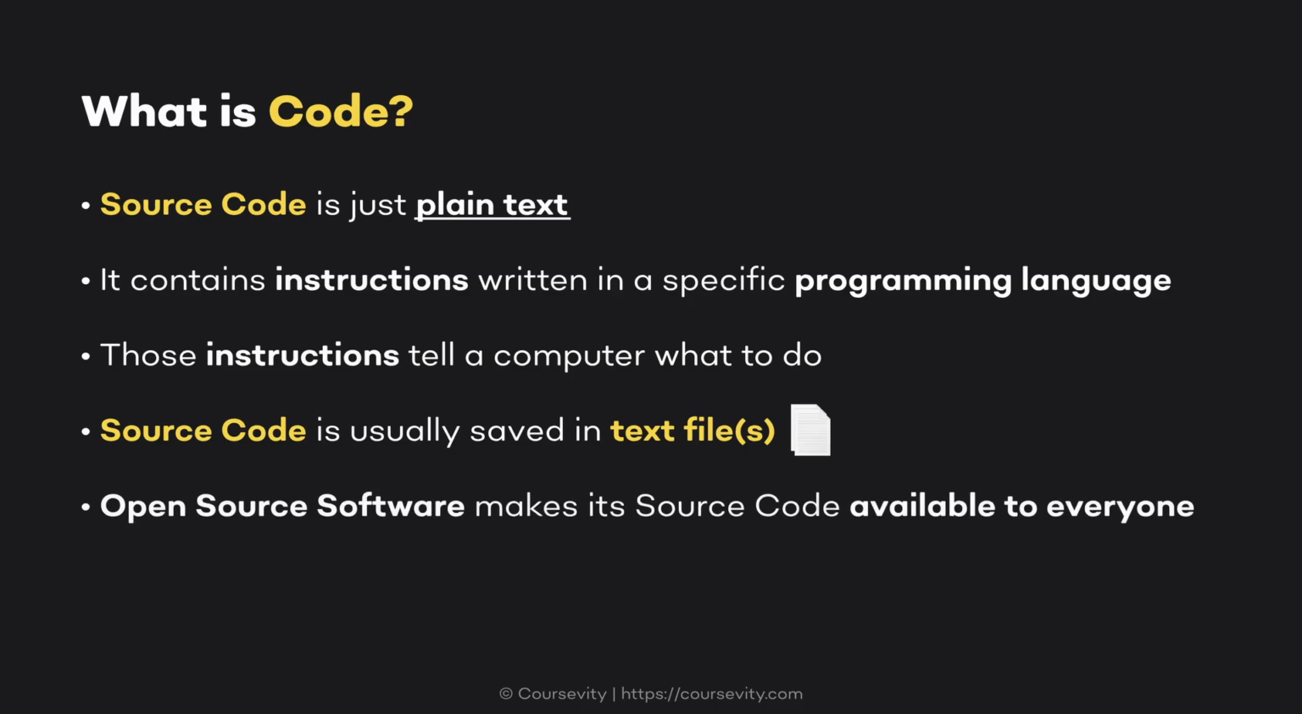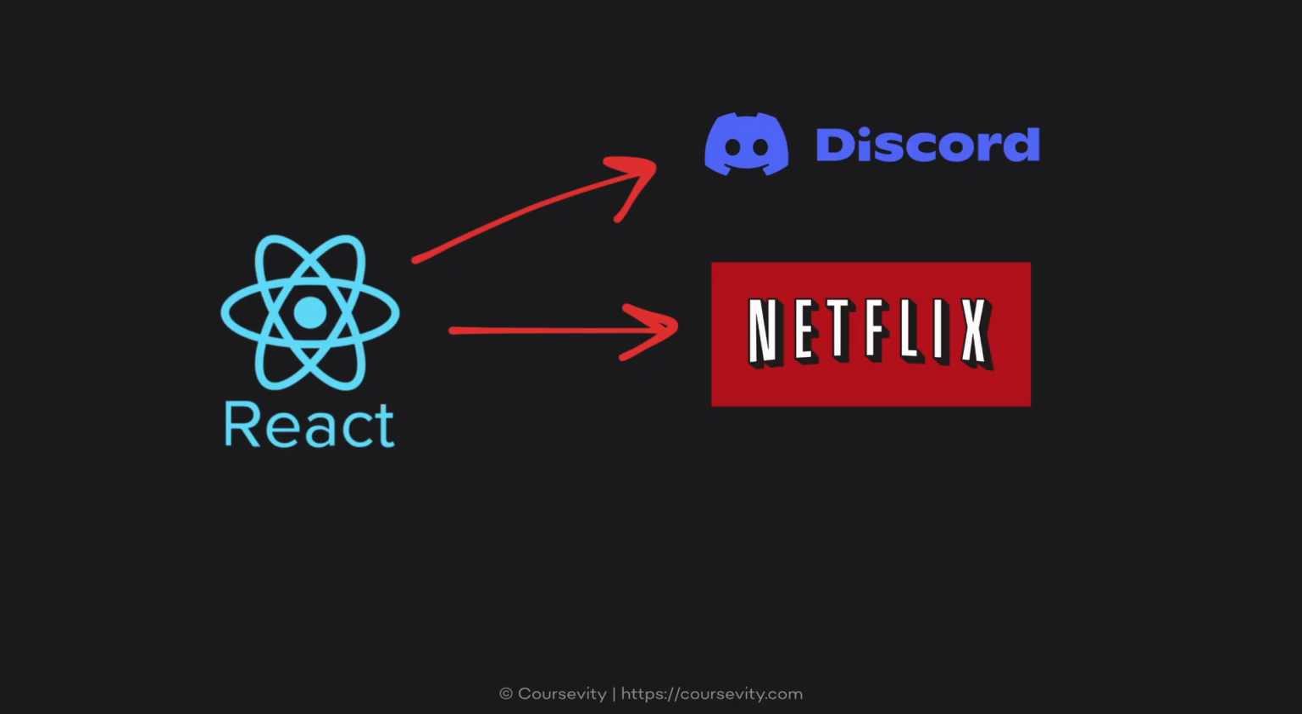To see what source code actually looks like, let's take a look at an open source project. Open source means the project's source code is publicly available. Anyone can view, use, or even contribute to it. One of the most popular open source projects in the world is React, which is used to build Discord, Netflix, Airbnb, and many other popular apps as well.